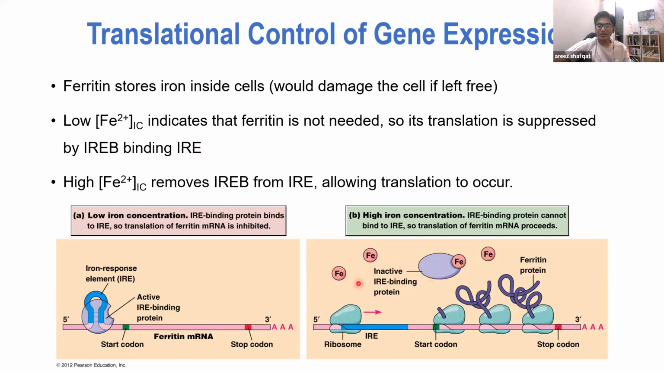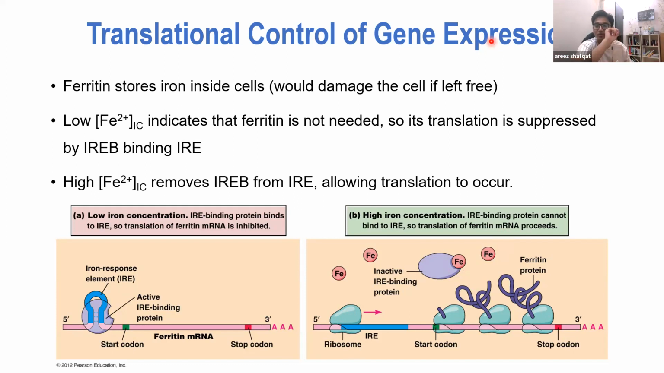On the other hand, if you have iron inside the cell, which means you need ferritin, these iron molecules bind to IREB and they remove it from the IRE. This means that the ribosome can bind to the ferritin mRNA at the 5' UTR and translate it into the ferritin protein. Okay? So low iron equals low ferritin through this mechanism.